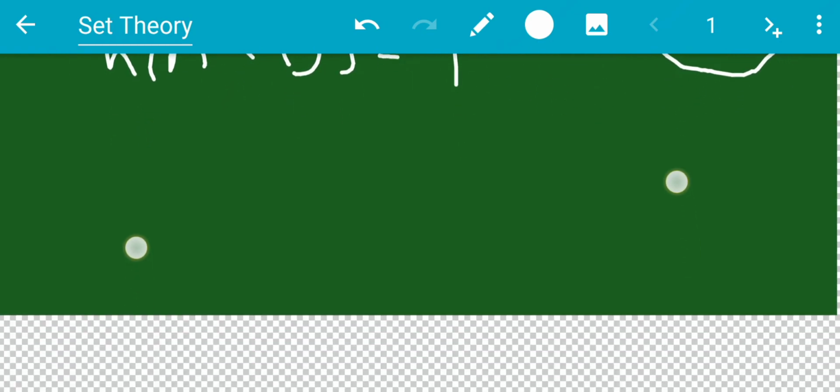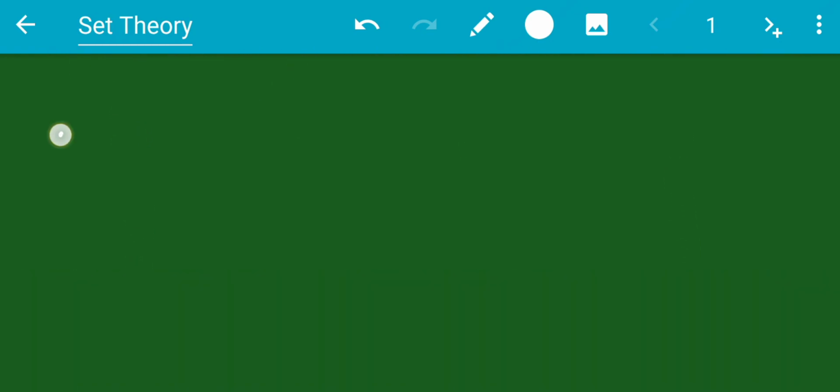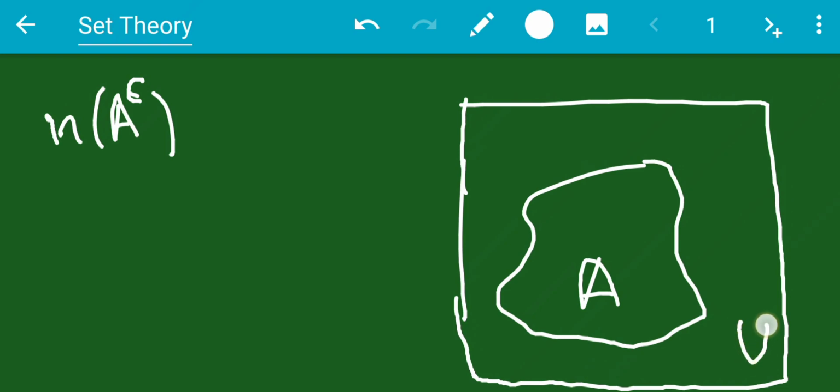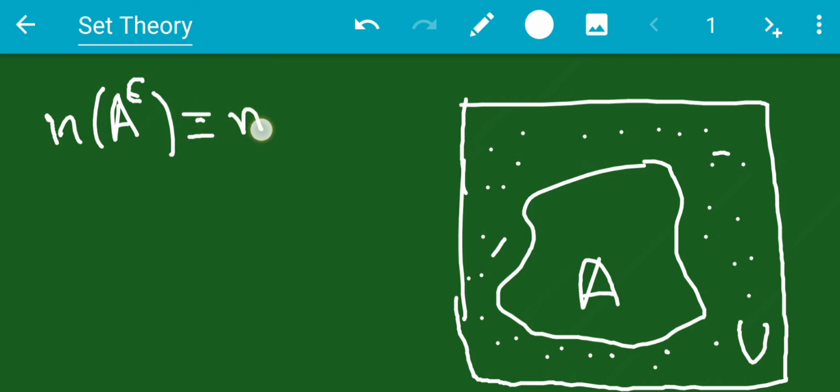Okay, so the last one, that is complement. What is n of A complement? So this is A and this is the universal set. Now what is your A complement? A complement is this part. This portion is A complement, which is nothing but n of U minus n of A. Okay, so this is how we calculate the number of elements.